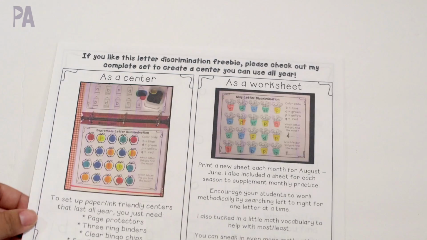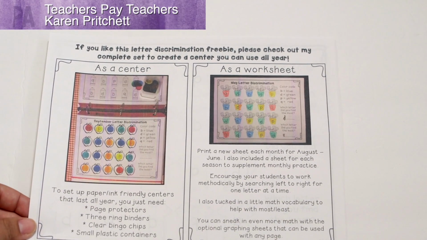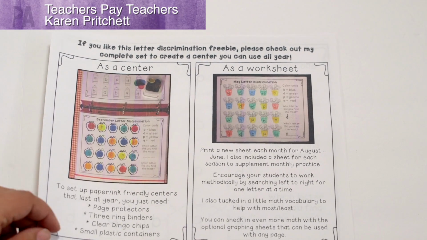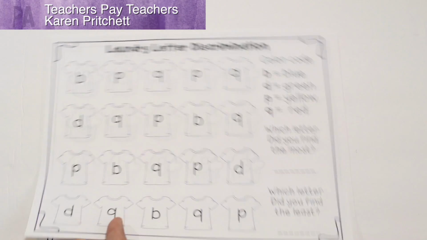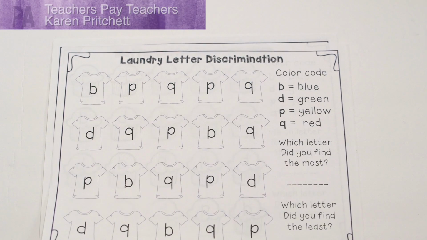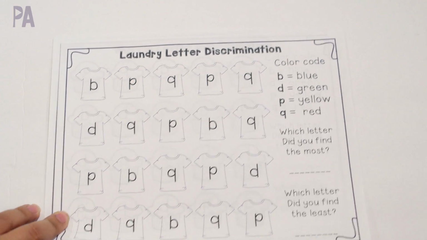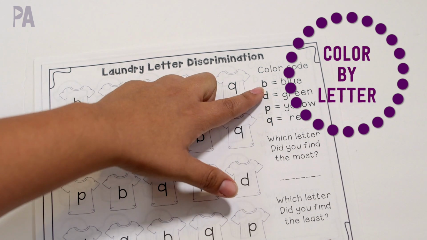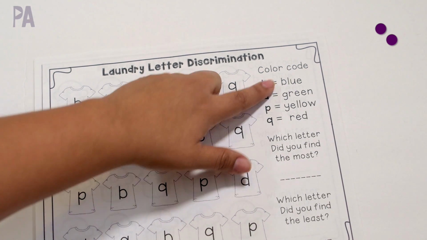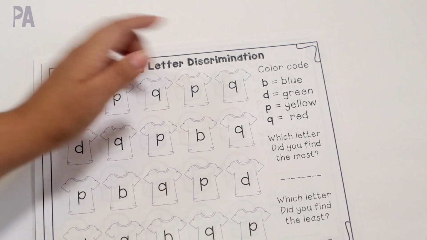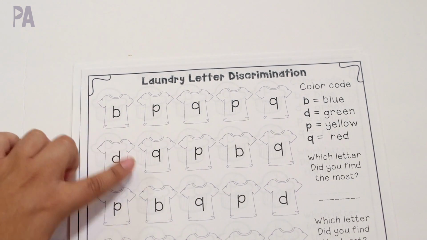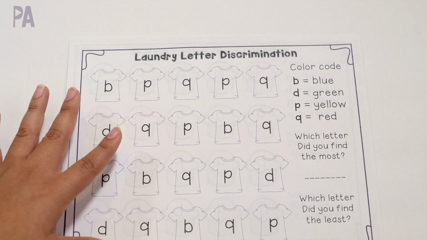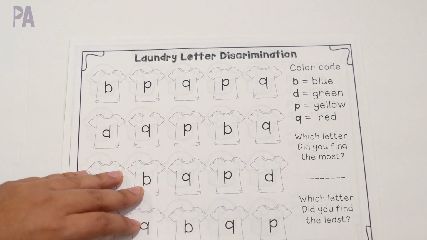Another free printable set, this one's from a Teachers Pay Teachers account called Karen Pritchett, and I like this one because it had a variety. The first sheet is a laundry letter discrimination, and this is a coloring one. Over here you have the color code, so you're learning how to read B equals blue, you're learning color names, and then over here you find the letters and color that t-shirt accordingly. So your whole page would be covered and completed when you're done.